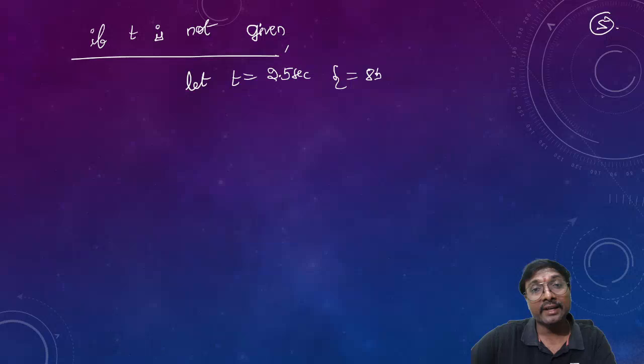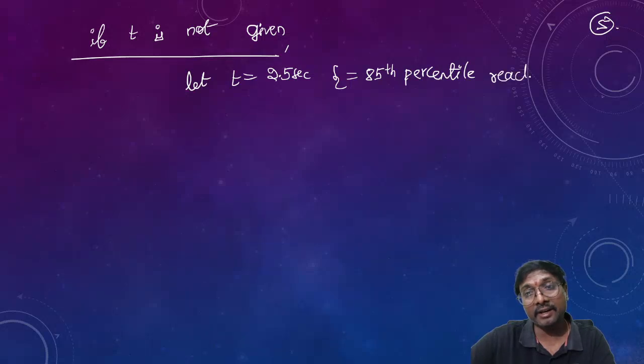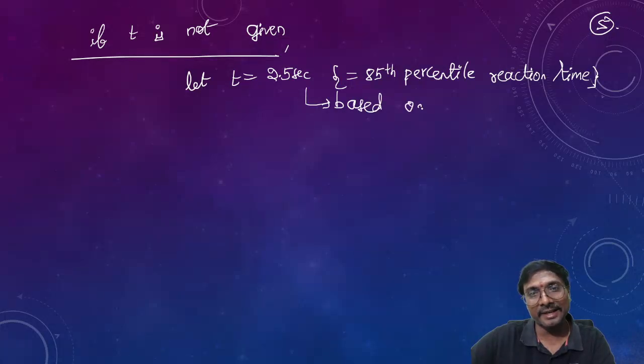What is that 2.5 second value? This is your 85th percentile reaction time as per IRC, you can say. Now it is based on what theory, if you just observe? It is based on the PIEV theory: perception, intellection, emotion and volition theory, you can say, right?